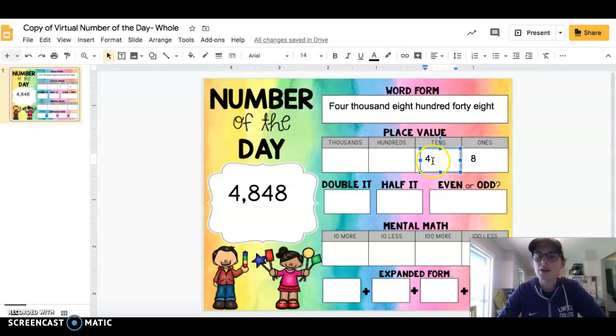I don't want to say that I have 40, which is what I did before, because then it's saying I have 40 tens, which would be 400. And I don't have 400. I have 40. So 4 times 10 is how I like to think of it.